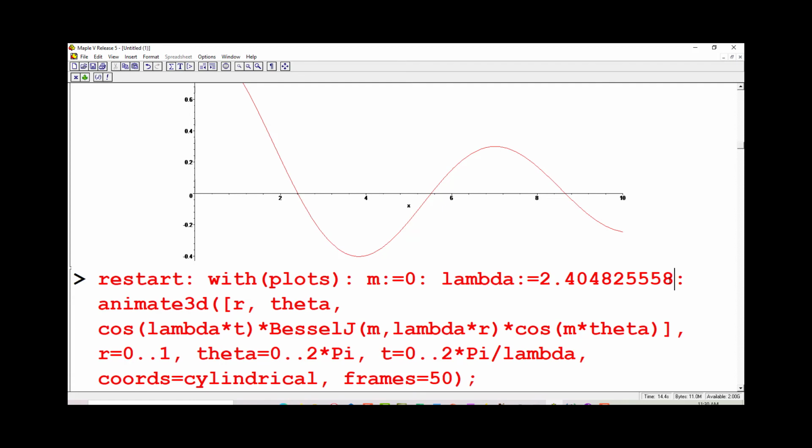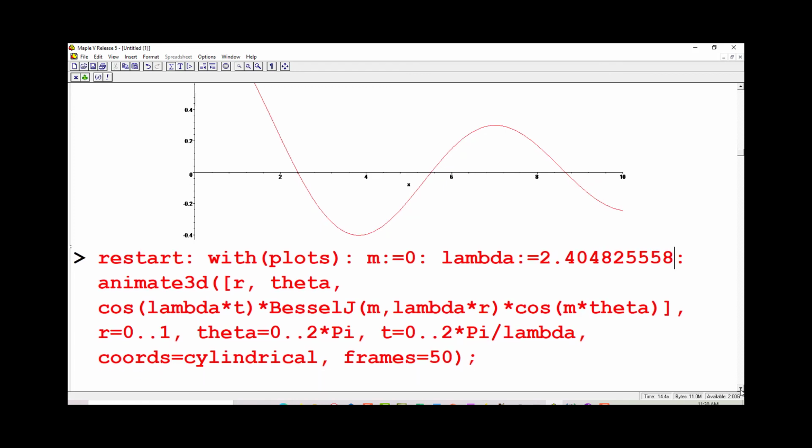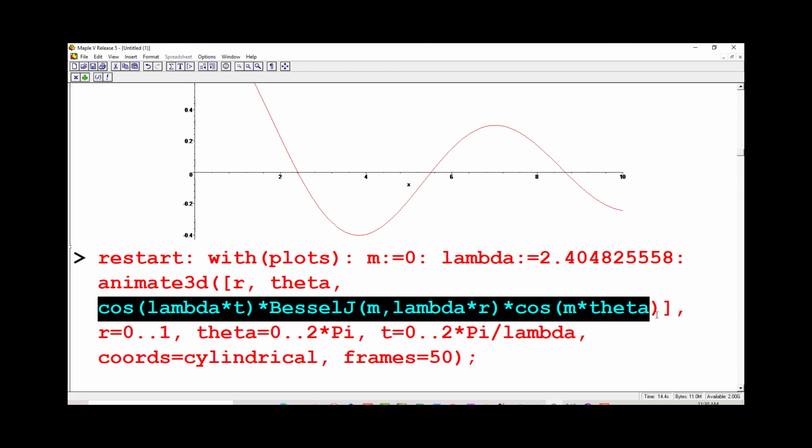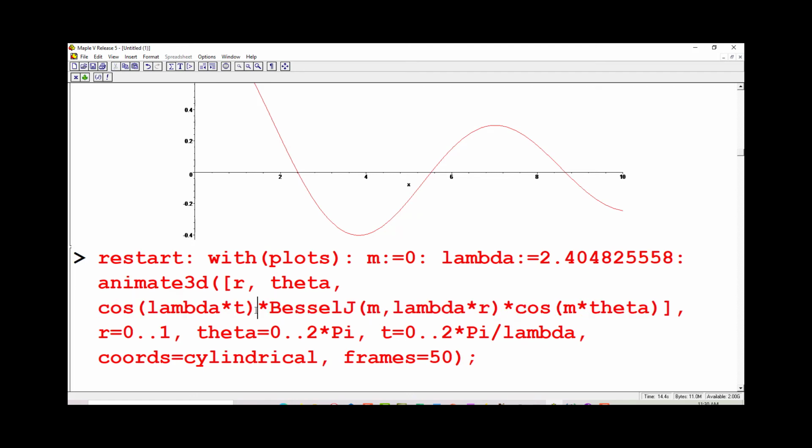And we're using this as our lambda because we're assuming that A is 0. And I'm only going to plot one term at a time. So in cylindrical coordinates, we have r, theta, and the z coordinate will be given by the Bessel's solution to the wave equation, including our Bessel's J function here in the middle. I've chosen lambda times t instead of lambda divided by c times t because we're choosing c to be 1.